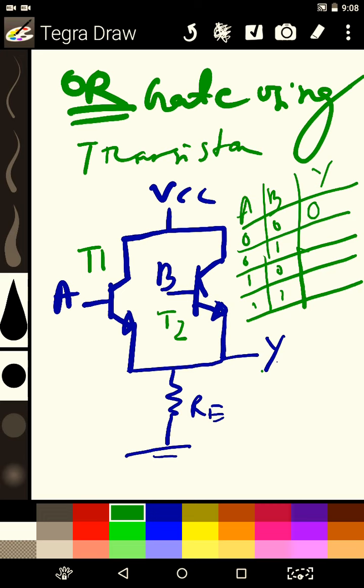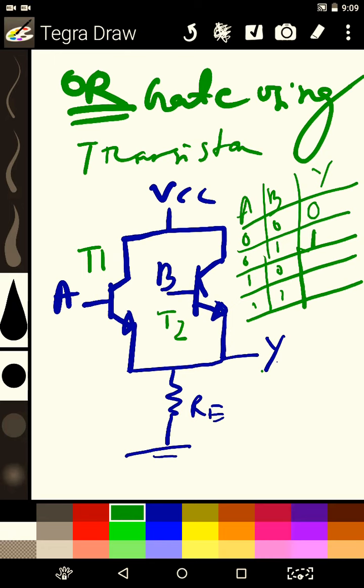Next case, when A is 0 and B is 1, A 0 means T1 is in the reverse condition, cutoff region, and T2 is in the saturation region. One thing you have to remember is that the transistor here acts in 2 regions: the saturation region and the cutoff region. Saturation region means the transistor acts as a closed switch. Cutoff region means the transistor acts as an open switch. That's why when B equals 1, the transistor T2 will operate in the saturation region. That means there will be a closed path between VCC and Y, so a voltage will appear at the Y terminal, so the output equals 1.